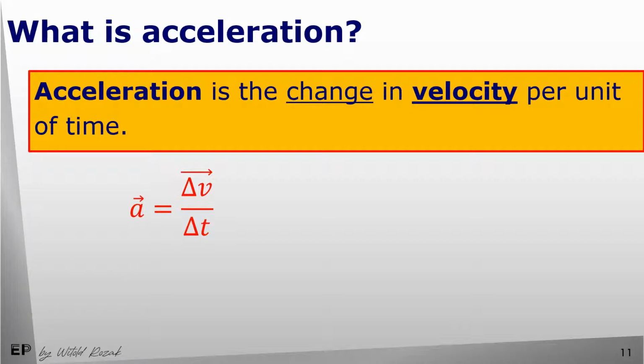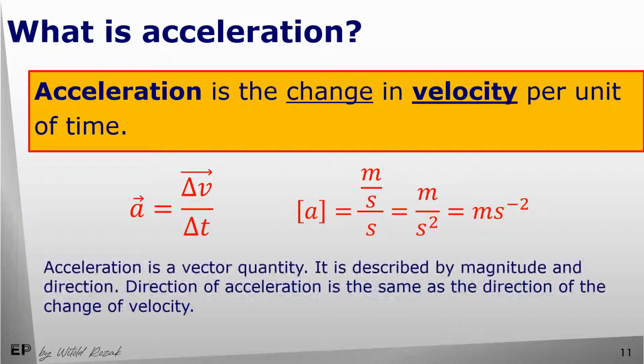To calculate the acceleration, we have to divide the change in velocity by the time taken. So the unit of acceleration is the unit of velocity, which is meter per second, divided by the unit of time, which is second, which gives us meter per second squared, or meter second to the power of -2. Acceleration is a vector quantity, so what is its direction? Direction of acceleration is always the same as the direction of the vector representing the change of velocity.